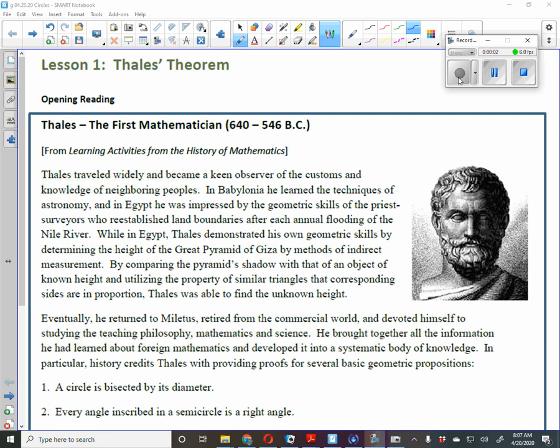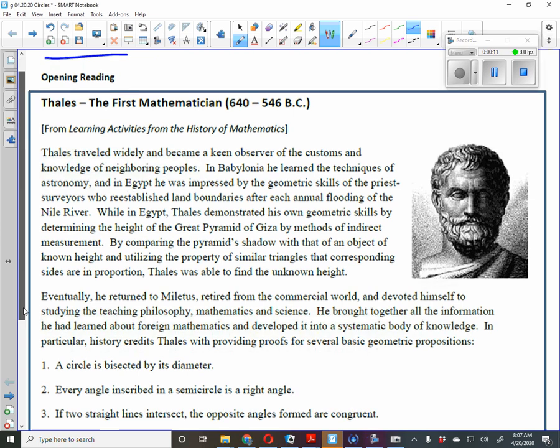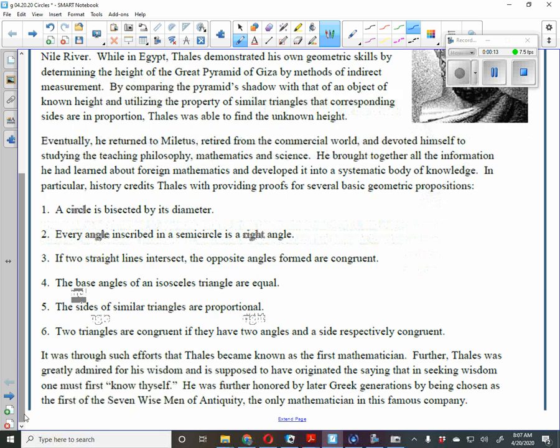Okay, Module 5, Lesson 1 starts out introducing this guy named Thales. I'm going to let you read through this, but Thales is credited with the following points here. It says a circle is bisected by the diameter, and that should make sense. It cuts it in half, doesn't it? Every angle inscribed in a semicircle, half a circle, is a right angle.